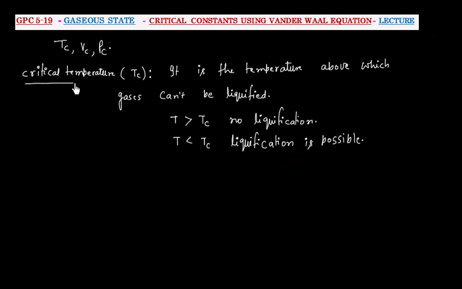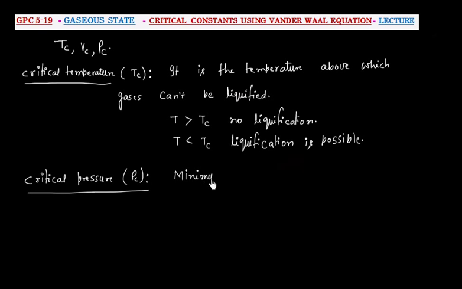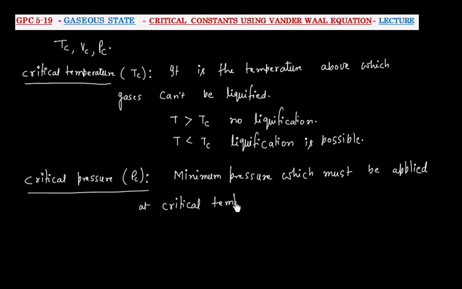Similarly, we have critical pressure, denoted by Pc, and this is defined as the minimum pressure which must be applied at critical temperature to convert the gas into liquid.